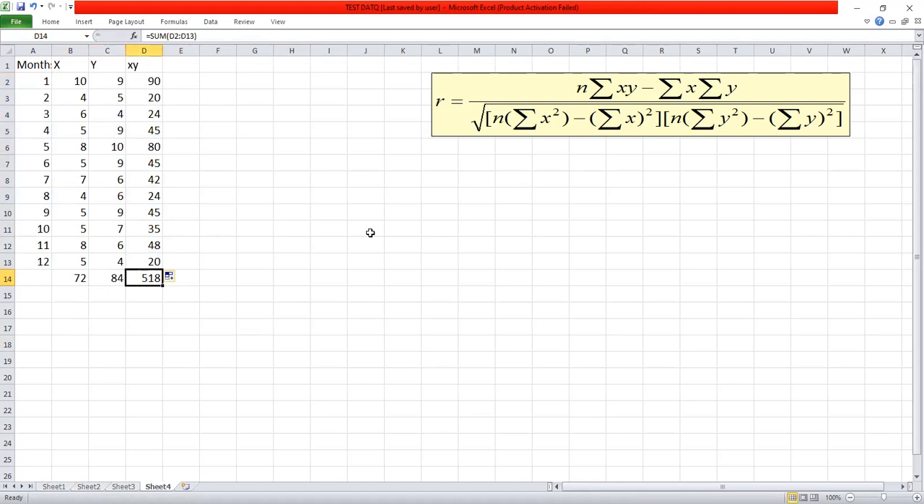But this model also tells you that you require X squared. It is here. X squared, which will sum for each month. So I also need X squared.